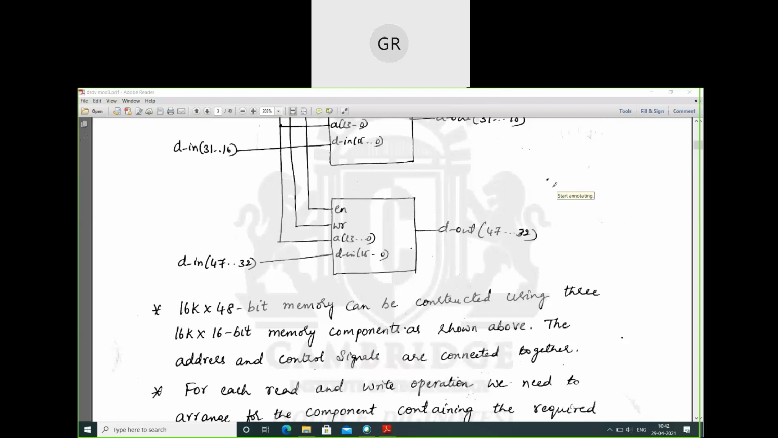Just multiply here. 16K into 16-bit, how much is it? Please, anybody please talk. 16K into 16, how much? It's 2,56,000. 2 lakh.